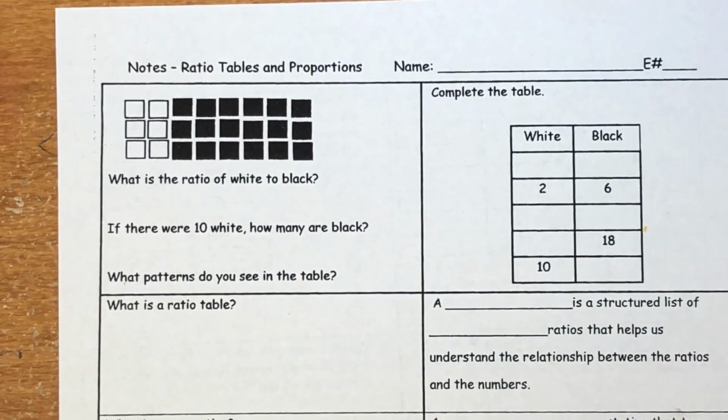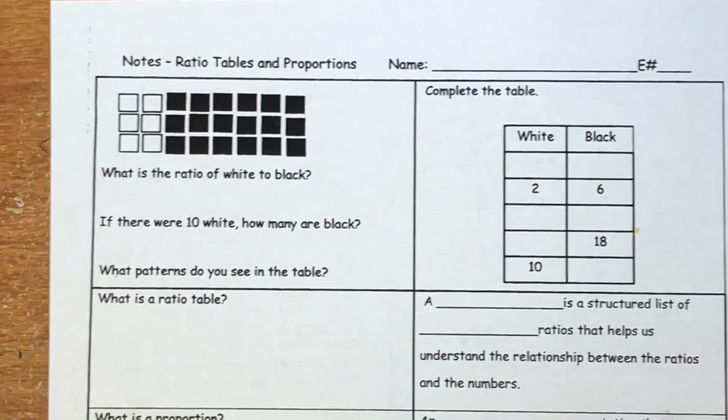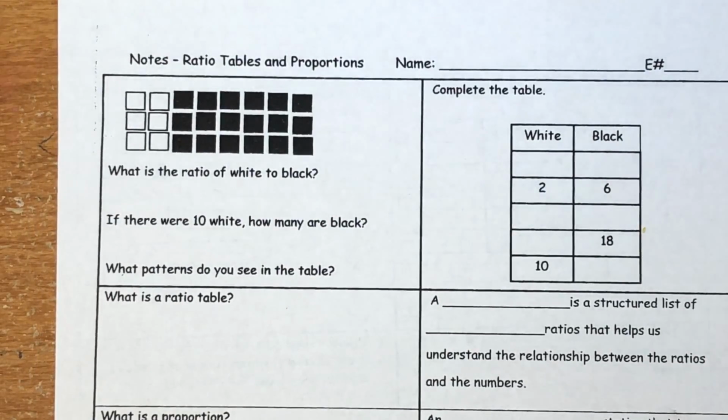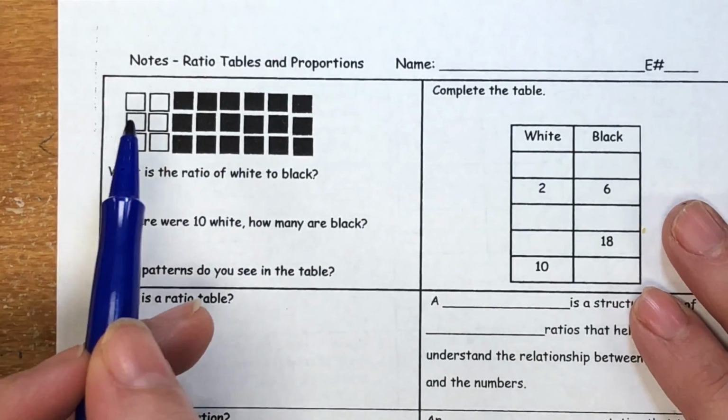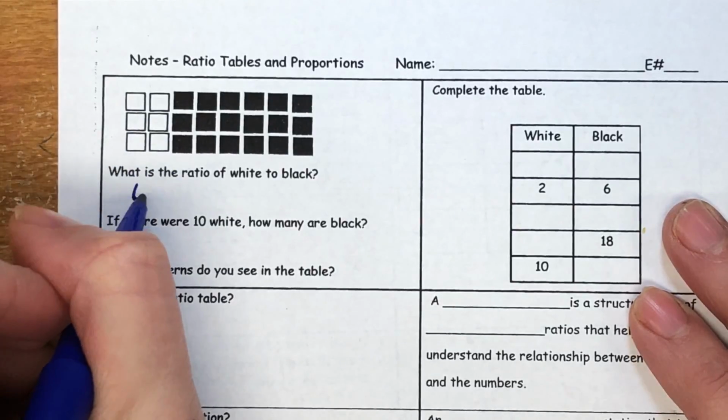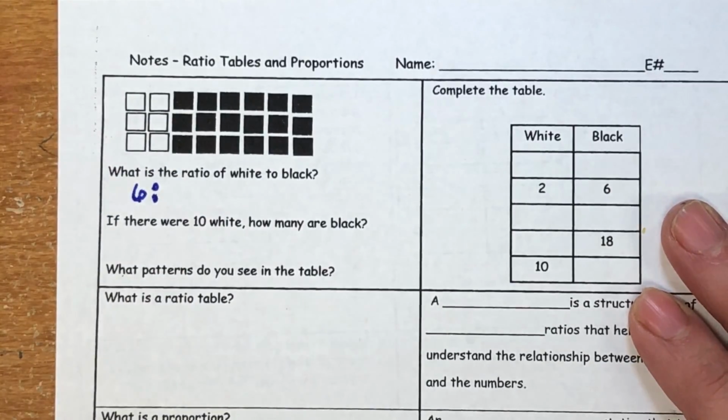All right, ratio tables and proportions. So let's take a look at the ratio of white to black squares. So we're going to count the number of white. So we have 6 white. And we have how many black?